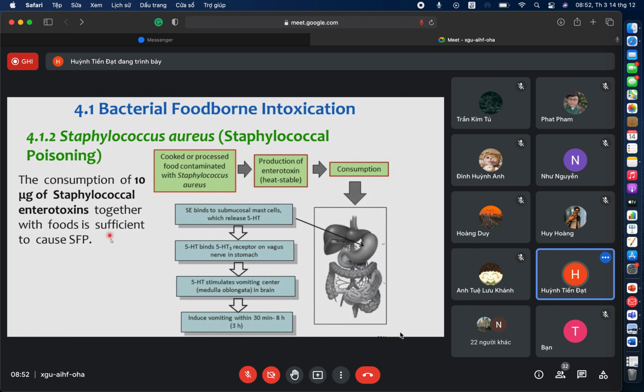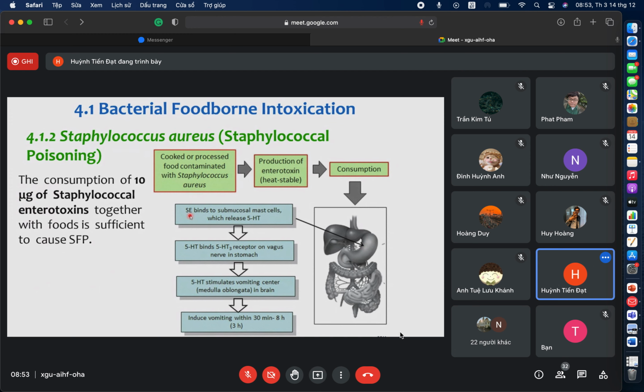Staphylococcus aureus can cause problems because of the toxin, and only 10 micrograms, about 10 ppm, is needed. You know ppm? A very, very small amount: one part in millions of grams. So when they cook or process food contaminated with Staphylococcus aureus, it produces its enterotoxin, which is stable, and any consumption can lead to the problem.